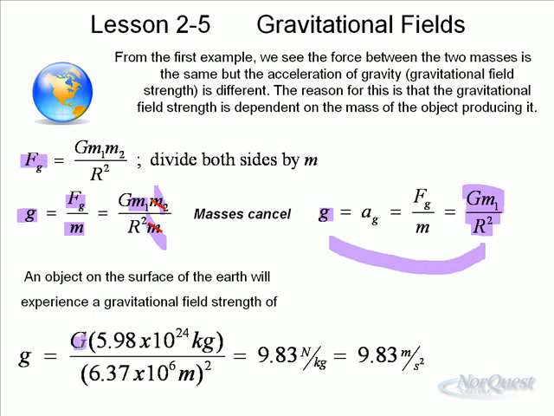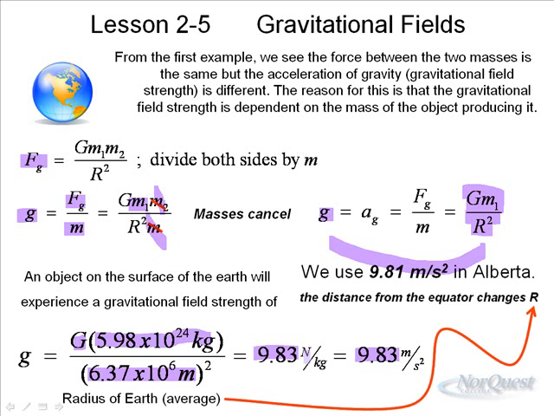Here's G. Here's the mass of the Earth. Here's the distance, the average distance an object is. This is the average radius of the Earth. So if you're standing on the surface of the Earth, this is approximately your distance from the center. And what we get is 9.83 newtons per kilogram, or 9.83 meters per second squared. Now this is an average for the entire Earth, because we're using basically the average radius for the Earth.